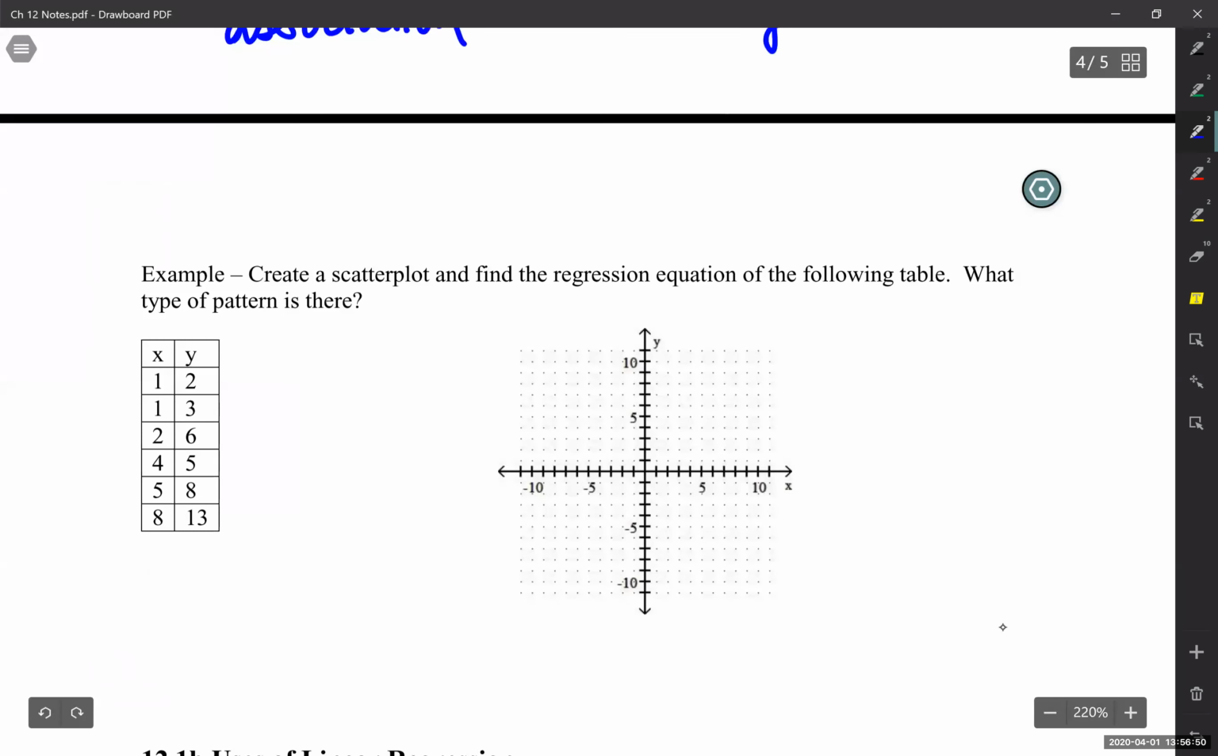Here we are. So you should have a picture on here that looks like this. So we have 1, 1, 1, 2, 2, 6. These are the dots, but this is just a sketch. 4, 5, 5, 8, and then 8, 13. It's going to kind of go off the graph, so it's up there. So I'm going to draw a line. Actually, not drawing a line because that's not what it's asking me to do. It says find the equation from the following table and what type of pattern is there.